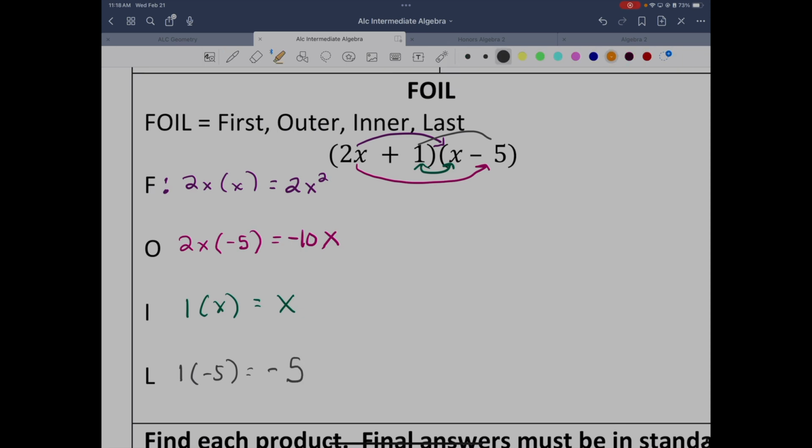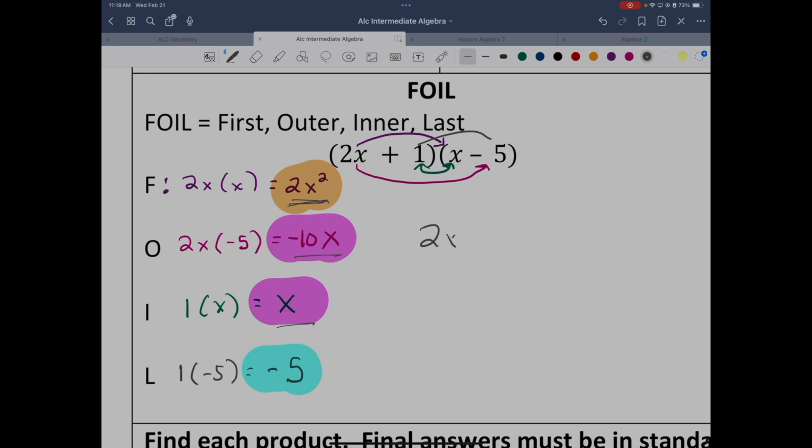Okay, so now I have these four terms. I've got 2x squared, I've got these two, and I've got that one. Now we have to finish it off by combining like terms. So we do first, outside, inside, last. And now you'll notice the two inner terms, the O and the I, they're both first degree. They both just have an x. So we underlined them. There was 2 there, and there'd be 1 there and 1 there.